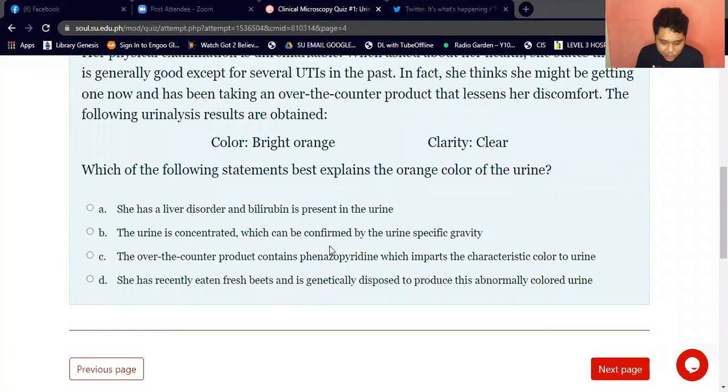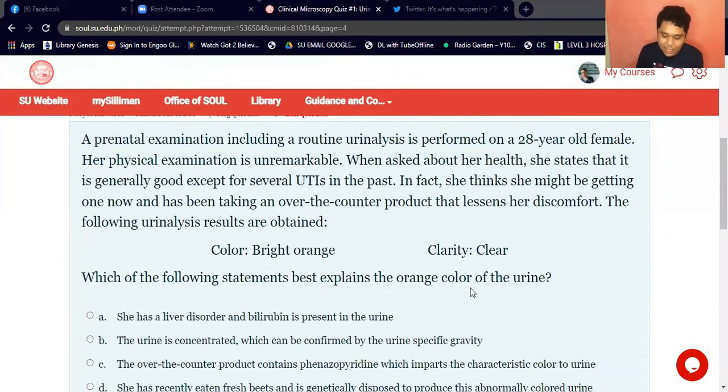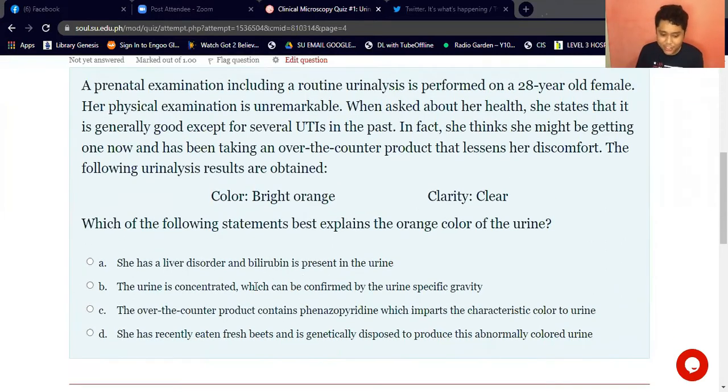Next, the urine is concentrated, which can be confirmed by the urine specific gravity. Possibly, but take note that the clarity is clear. So therefore, your SG will not be totally high because your clarity is clear. That's what you can expect.